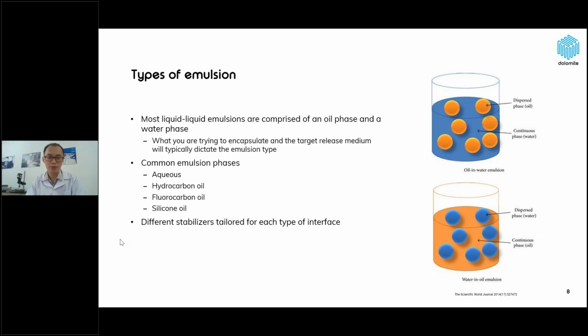The common emulsion phases include aqueous, hydrocarbon oil, fluorocarbon oil or silicone oil. Among these, fluorinated oil has the advantage of being immiscible with both hydrophilic and hydrophobic phases, and it is also good for working with biological materials, which may be both hydrophilic and hydrophobic. However, it has a weak point: it is expensive. Silicone oil has advantages such as being heat stable, non-toxic and low static, and silicone oil in water emulsion is usually used for example in lubricants, cosmetics and personal care products. A different stabilizer is tailored for each type of interface as well.